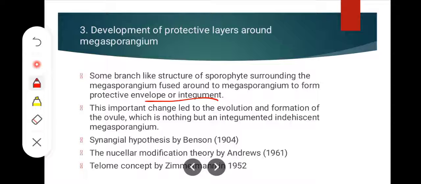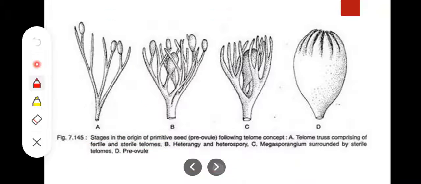Important change led to the evolution and formation of the ovule, which is nothing but the integument in the adhesion of megasporangium. Synangial hypothesis: you can see in the previous diagram what the synangial hypothesis is, by Benson in 1904. The nuclear modification theory by Andrews in 1961, and the Loam concept by Zimmermann in 1952.